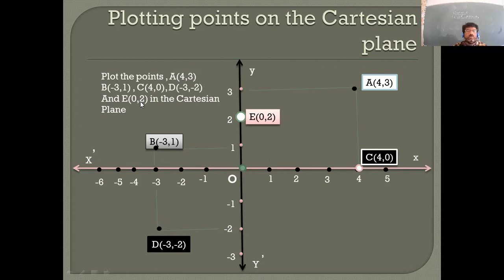Last, E (0, 2). 0 is coming in the first place, so it will be on the y-axis. So in this, (0, 2). This point is E (0, 2). So this is how points are marked on the Cartesian plane.